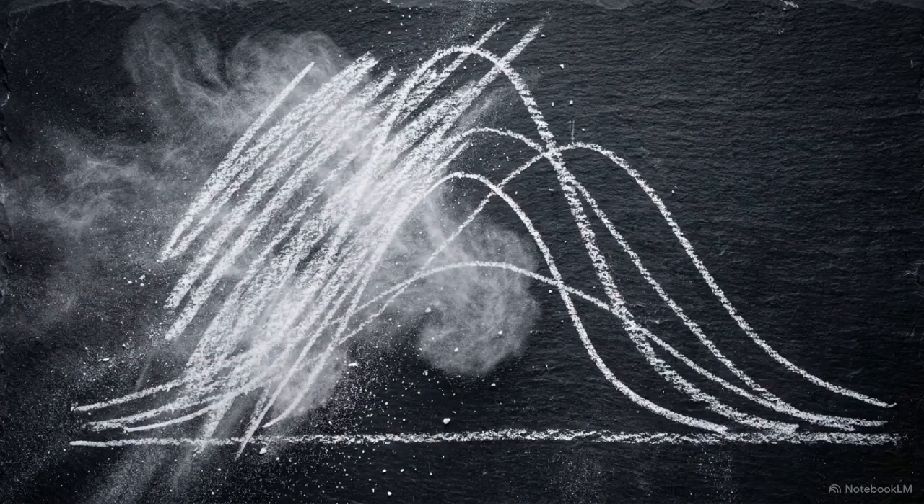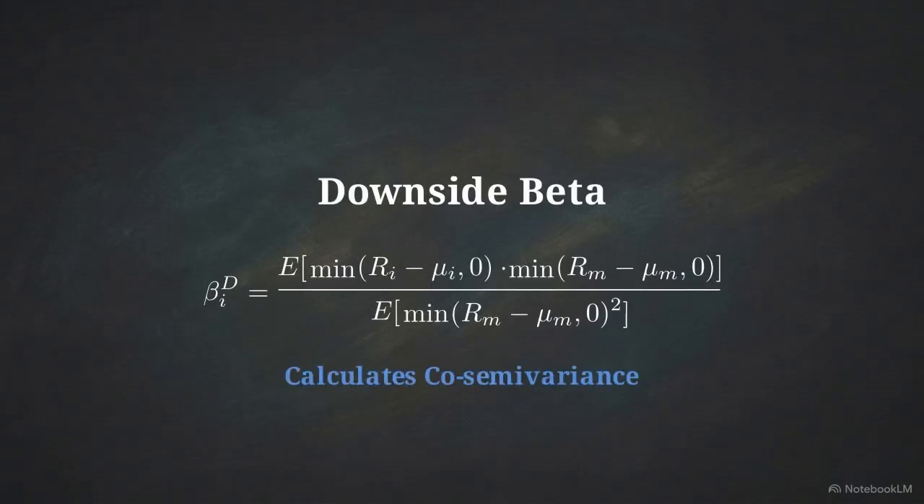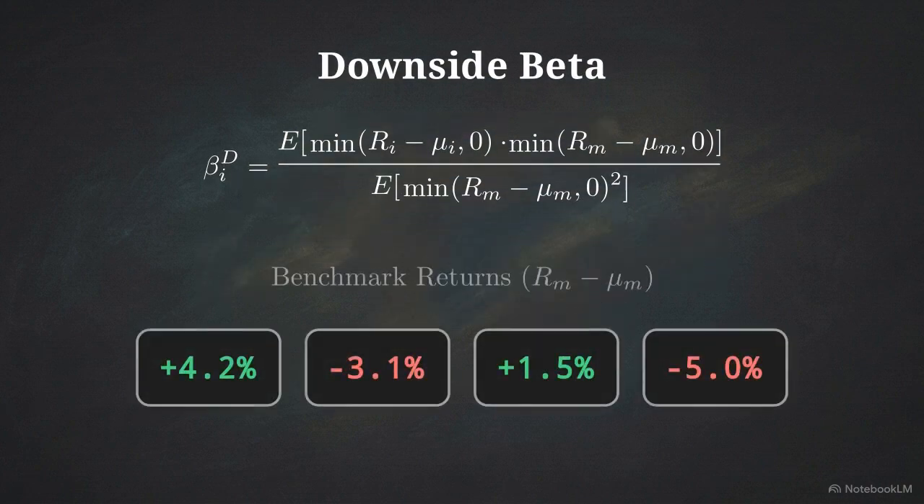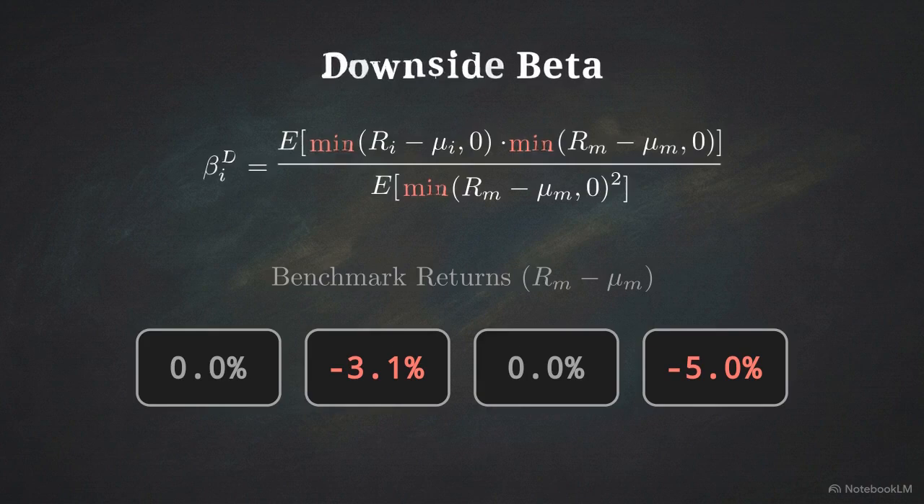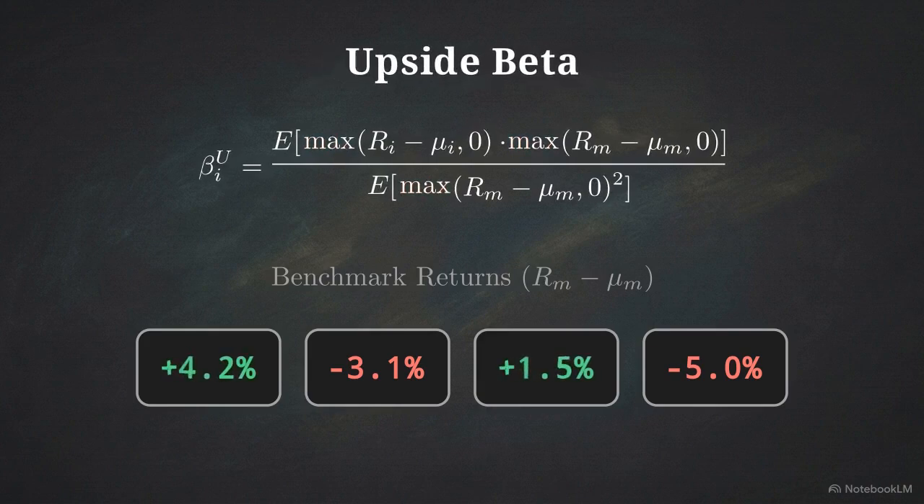To apply this asymmetry directly to asset pricing models, we have to translate these capture ratios back into covariance math. This equation represents Estrada's downside beta, calculating the co-semivariance of portfolio and benchmark returns. By using the minimum function bounded by 0, the formula aggressively zeroes out all positive returns, isolating the calculation to periods when the benchmark drops below its average. Upside beta mirrors this exact mechanical process, restricting the data purely to periods of positive benchmark growth.